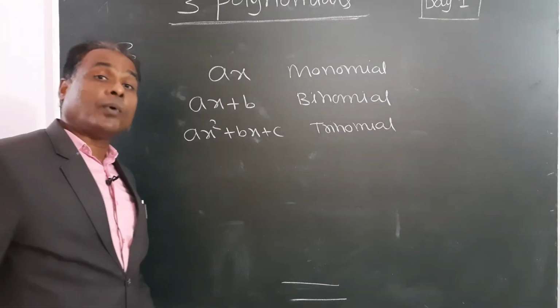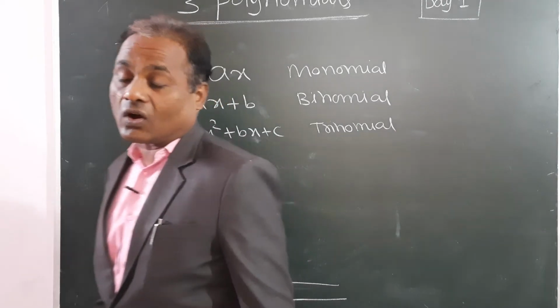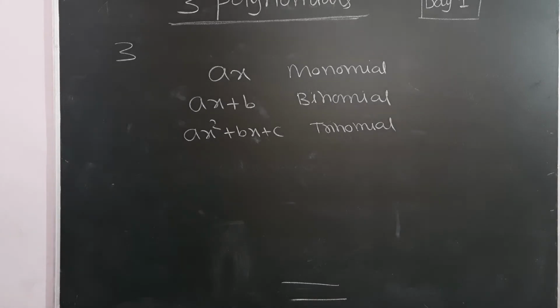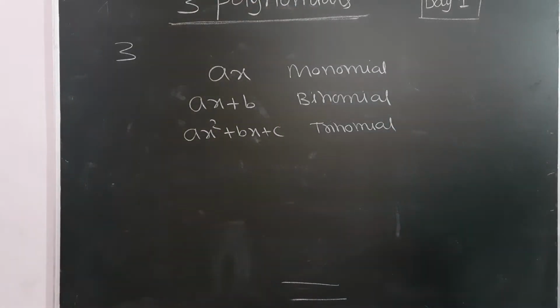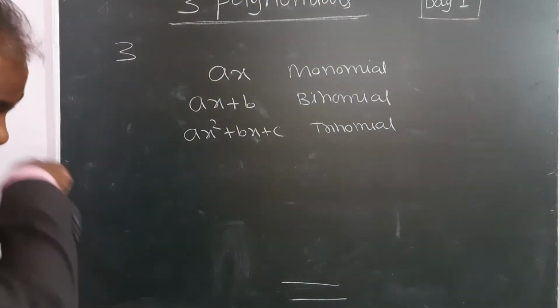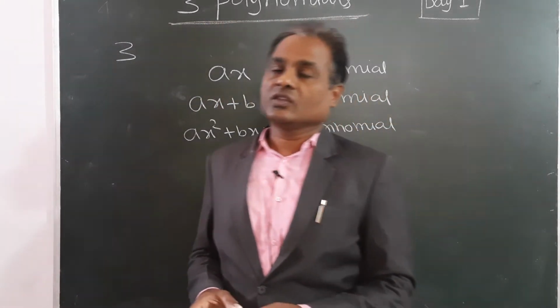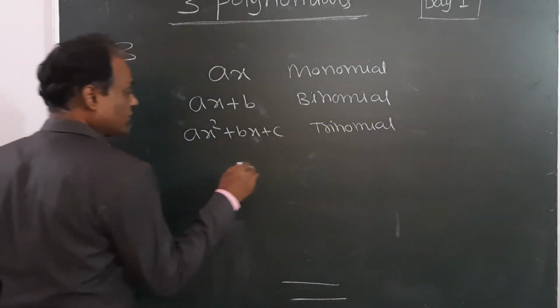So write down. A polynomial having one term is called monomial, comma, 2 terms is called binomial, comma, 3 terms is called trinomial.